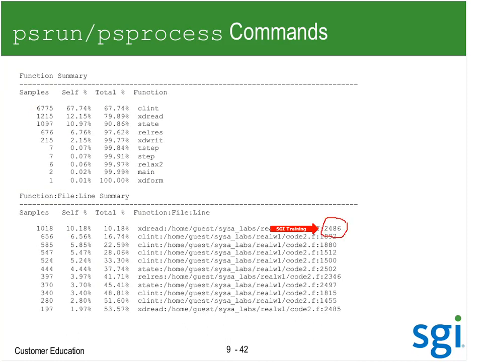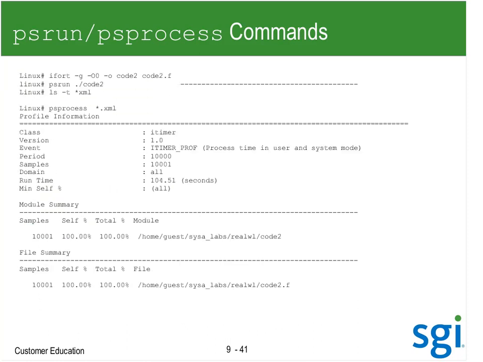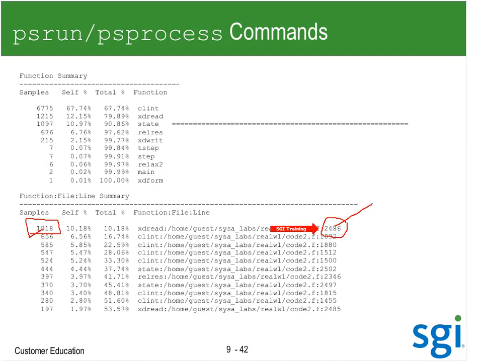So I got 1,018 clock ticks that showed 2486 being the line number that I was spending time in. Let me back up for a second. So it looks like I got about 10,000 samples. Every time I got 10,000 clock ticks, I sampled, and that happened 10,000 times, giving me a 100-second run for the process. So out of that, 1,000 of them were at this line here.